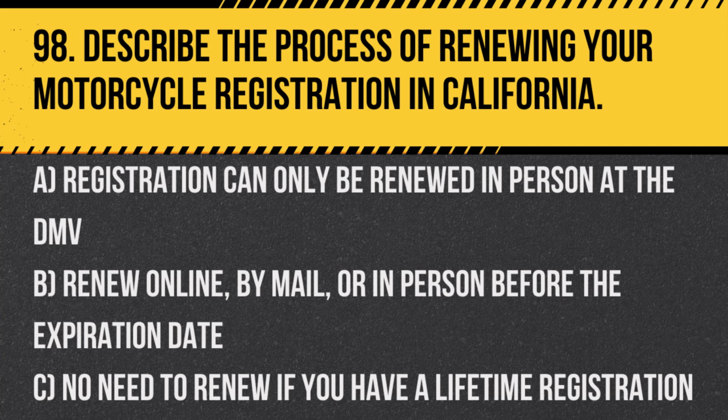Question 98. Describe the process of renewing your motorcycle registration in California. A. Registration can only be renewed in person at the DMV. B. Renew online, by mail, or in person before the expiration date. C. No need to renew if you have a lifetime registration. Answer. B. Renew online, by mail, or in person before the expiration date. Multiple options make it convenient to keep your registration current.